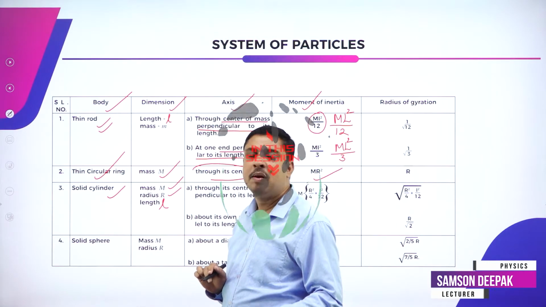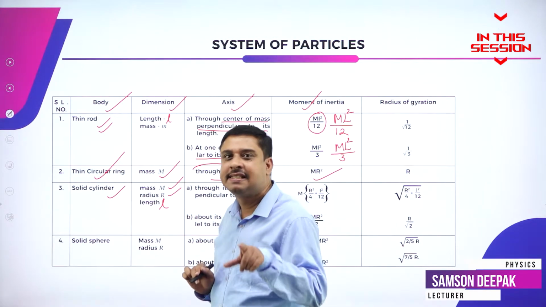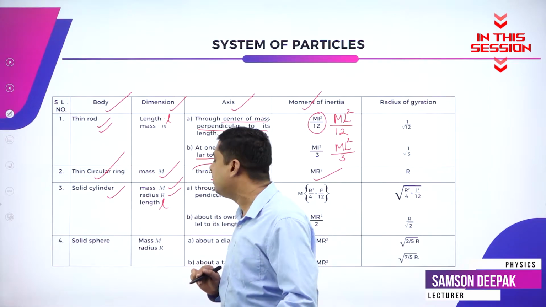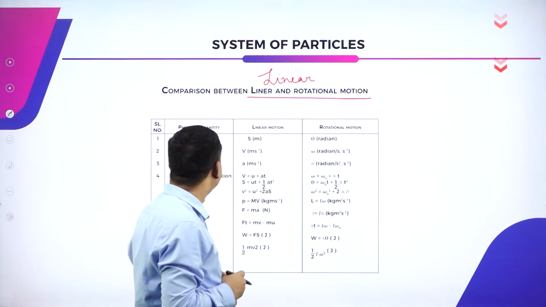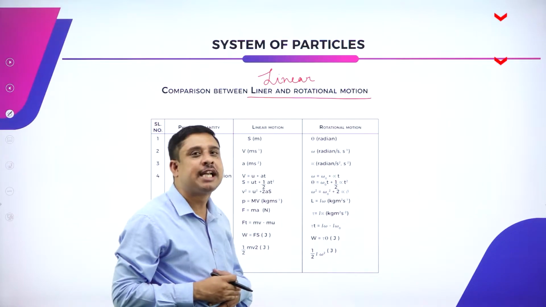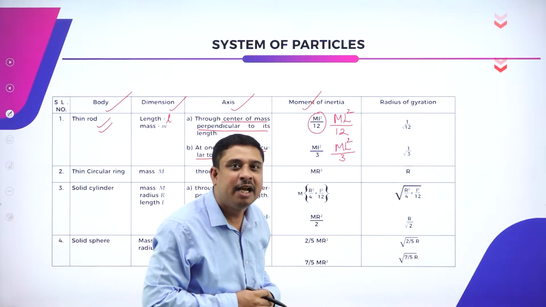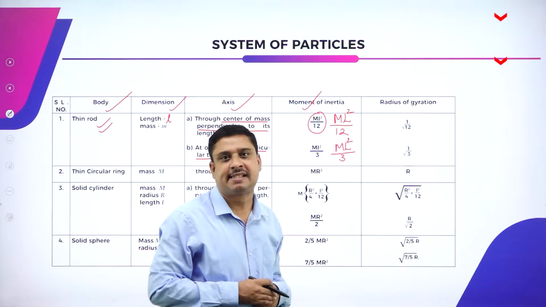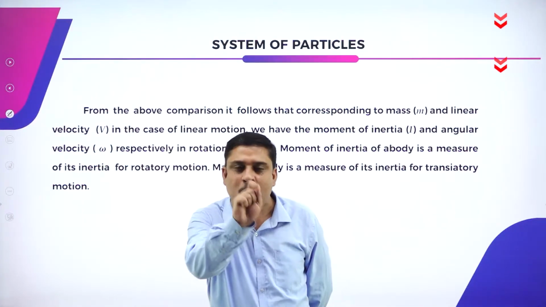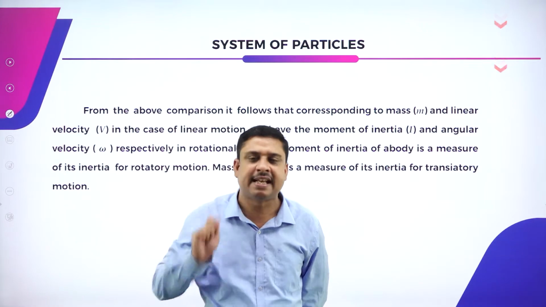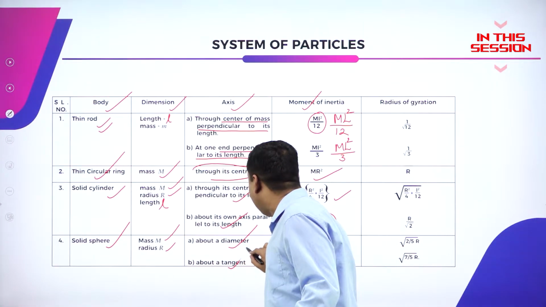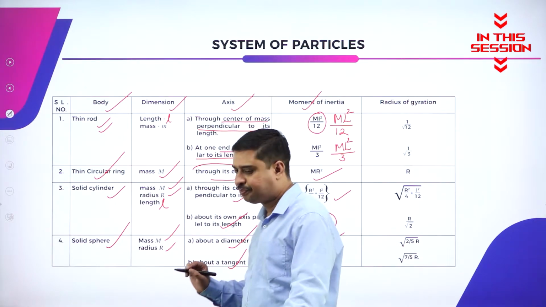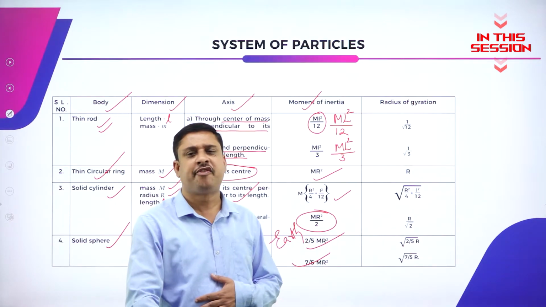Length L, mass is m, radius is r, length is L. Comparison between linear motion and rotational motion. Now, at one end perpendicular to its length, what is the moment of inertia? What is the radius of gyration? And moment of inertia about a tangent is 7/5.